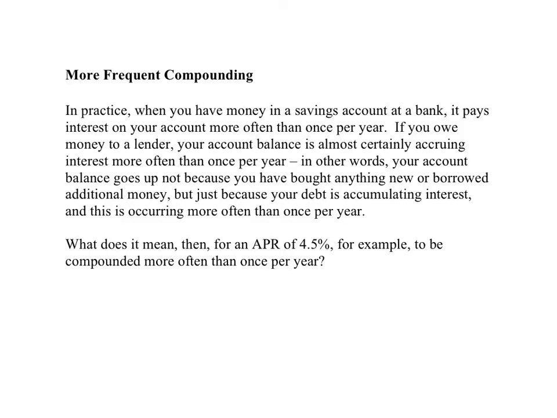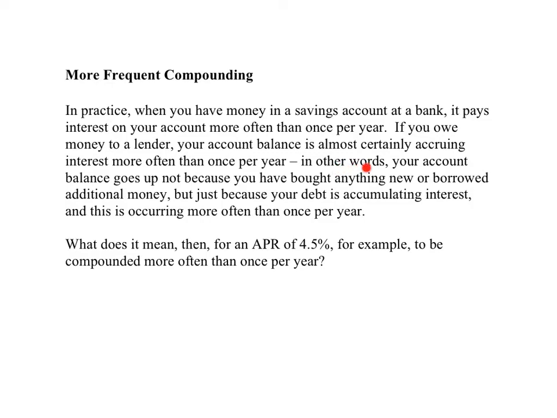We'd like to make this study of interest payments a bit more realistic. Realistically, when you have money in a savings account at a bank, it pays interest on your account more often than once per year. And it's certainly the case that if you owe money to a lender, for example, to your credit card company, then your account balance is almost certainly accruing interest. That is, you are accumulating more debt more often than once per year.